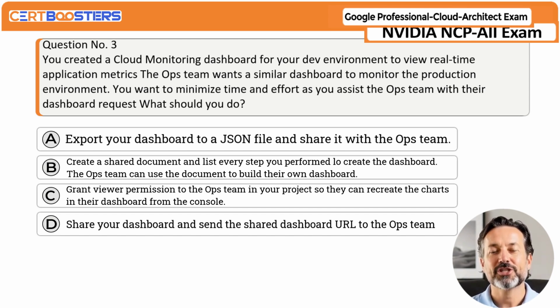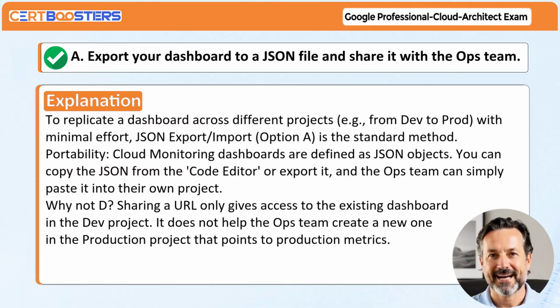A. Export your dashboard to a JSON file and share it with the ops team. B. Create a shared document and list every step you performed to create the dashboard. The ops team can use the document to build their own dashboard. C. Grant viewer permission to the ops team in your project so they can recreate the charts in their dashboard from the console. D. Share your dashboard and send the shared dashboard URL to the ops team. Correct answer: A. Export your dashboard to a JSON file and share it with the ops team.